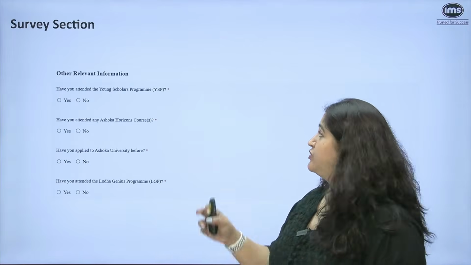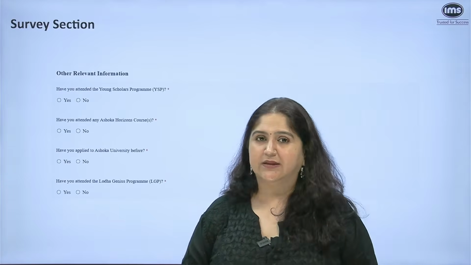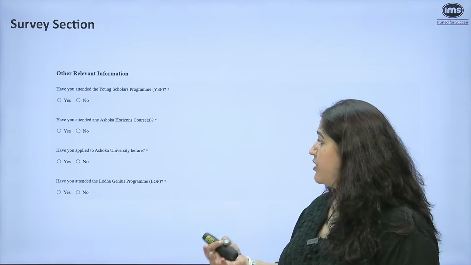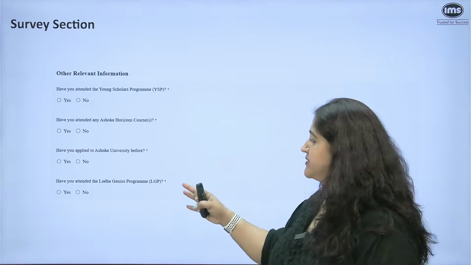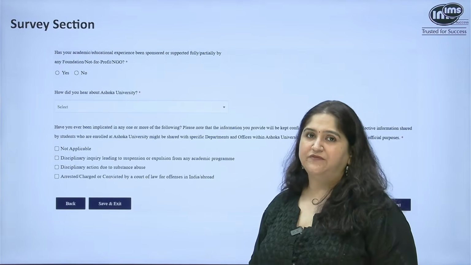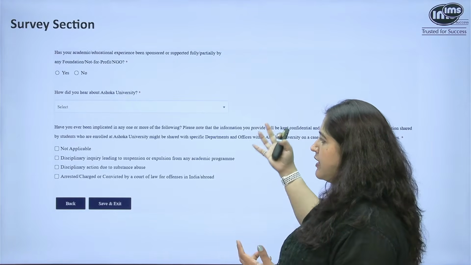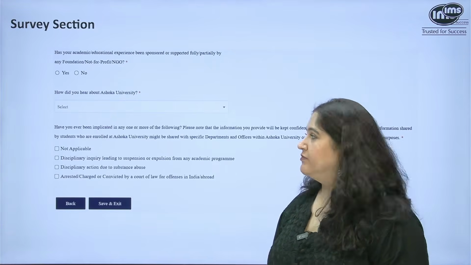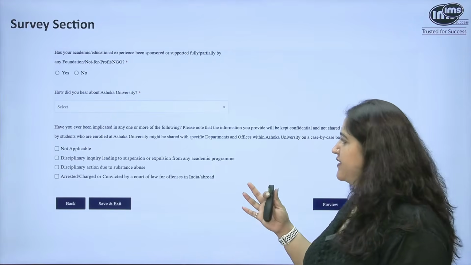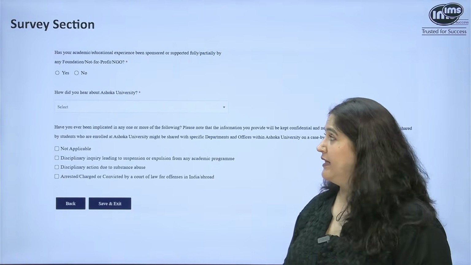Moving to the survey section, they are asking if you have attended the YSP, the Young Scholarship Program, if you have attended Ashoka Horizon, and whether you have applied to Ashoka before. If it is applicable, just select the right radio button of yes or no. Post that, it is again more about the Ashoka survey. So whatever is applicable for you, whether it is any kind of disciplinary action or anything, just ensure that you update it correctly.